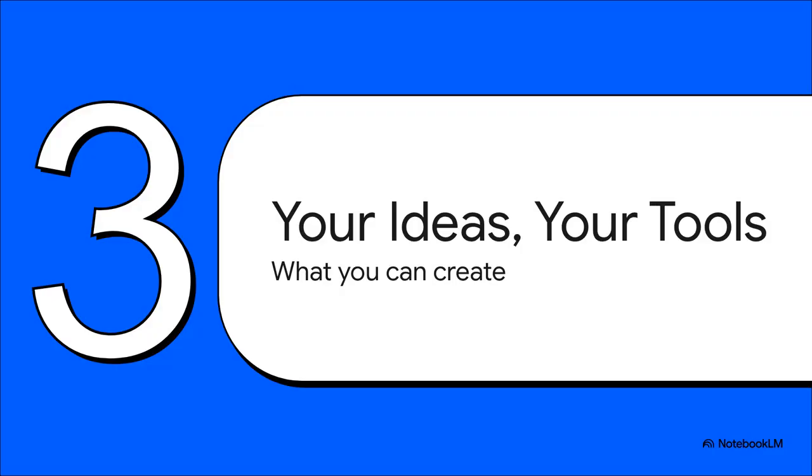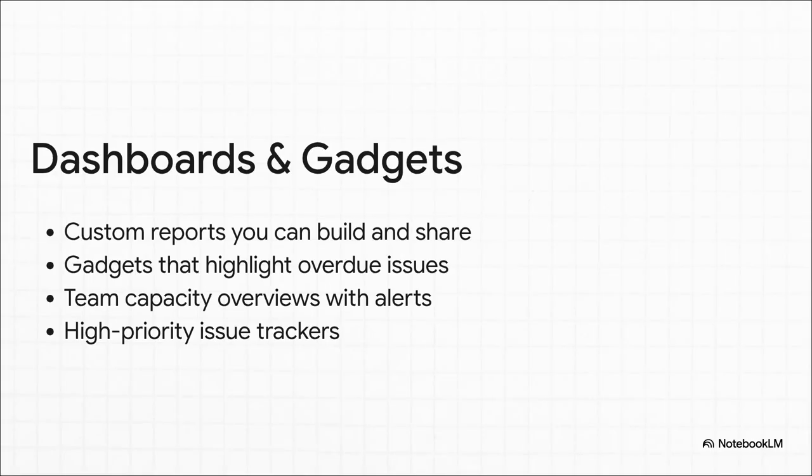All right, so we get how it works. But now for the fun part. What can you actually make? This is where you can start thinking about all those little daily annoyances and bottlenecks and just build a solution for them. Think about your dashboards. Imagine creating a gadget that instantly shows every single overdue issue, broken down by project and person. Or how about a team capacity view that actually throws up an alert when someone's getting overloaded? You could even build a simple tracker for high-priority issues that uses colors to tell you what's on fire, so nothing ever gets missed again.